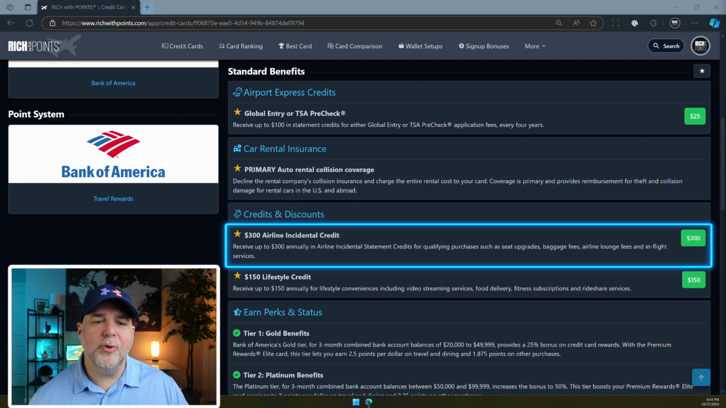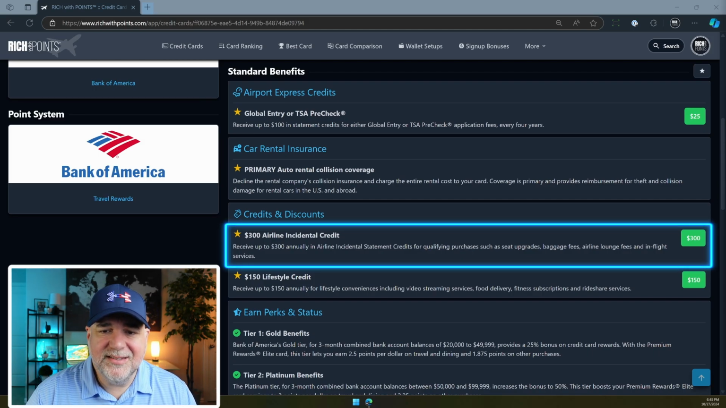Then we have a $300 airline incidental credit. So this is similar to the $200 Amex Platinum credit, where you can use it for incidentals. So like upgrades for your seats, baggage fees, airline lounge fees, and in-flight services, you know, like Wi-Fi or meals or so on. I honestly hate these. Like, I wish they would all just do the Chase Sapphire Reserve credit, where it's just anything travel.